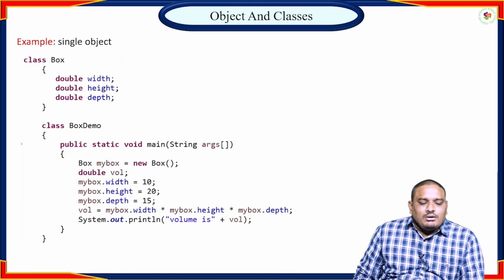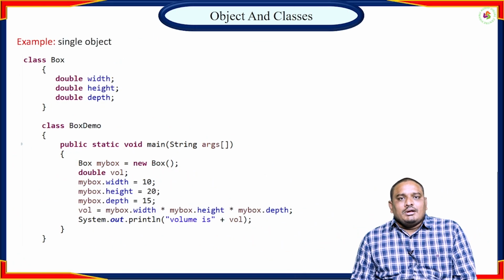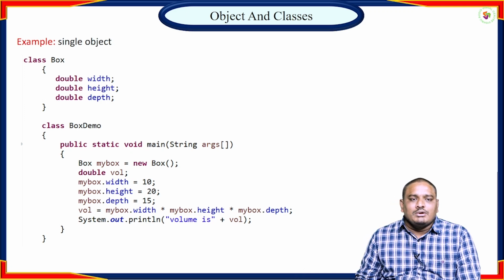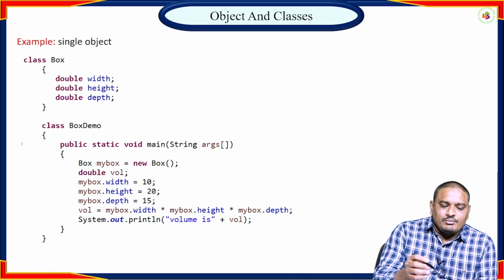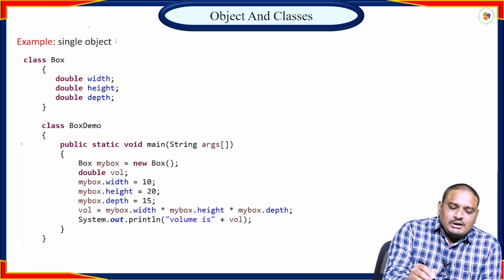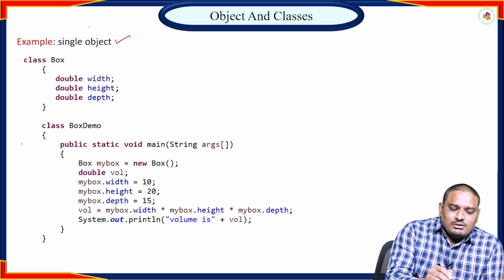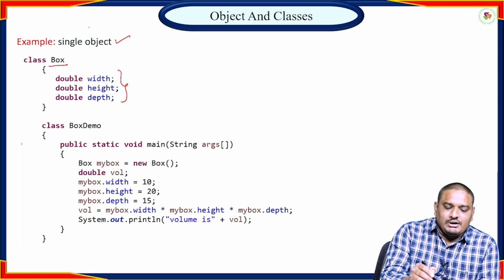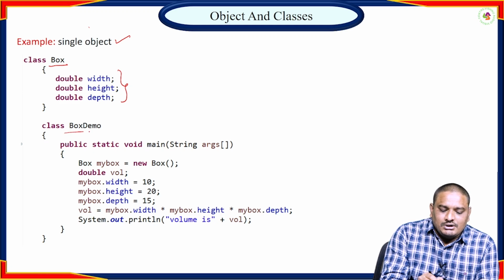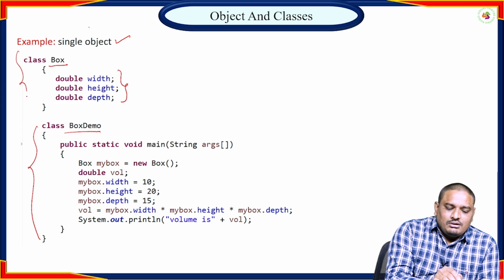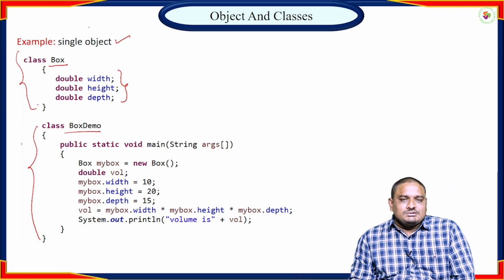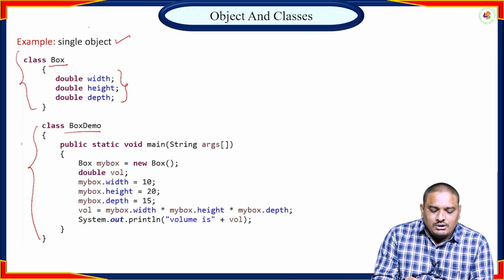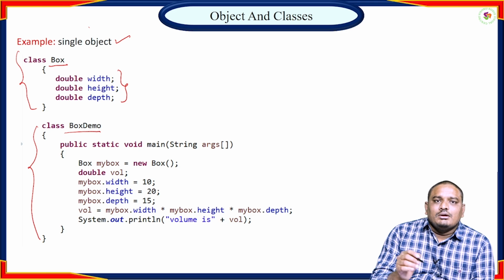Next, objects can be created either as a single object or as multiple objects. Let's see this example. We are using a single object. Here in that class Box, there are three variables. In that main method, this one is the main method. This one is the variable class. In that method, we are declaring only a single object.